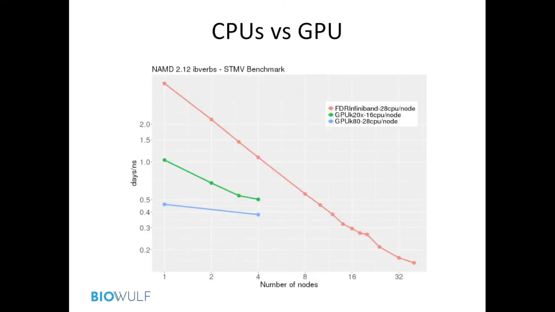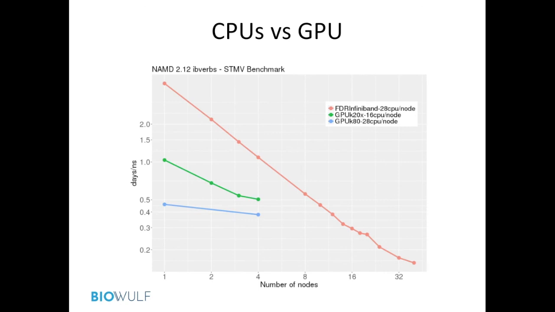This last slide shows the results of a molecular dynamics benchmark using the molecular dynamics program NAMD and simulating the STMV molecule. On the x-axis is shown the number of nodes used in the benchmark, and on the y-axis is shown the number of compute days needed to simulate a nanosecond. The red curve shows the result using Haswell CPUs. The green and blue curves show results using nodes equipped with K20X and K80 GPUs, respectively.